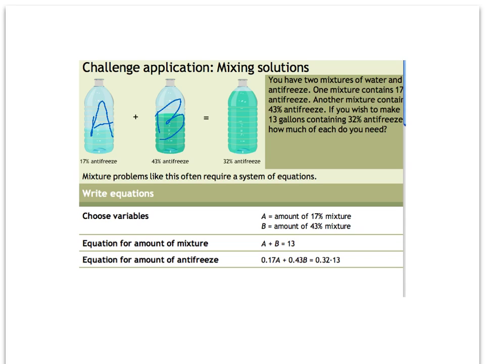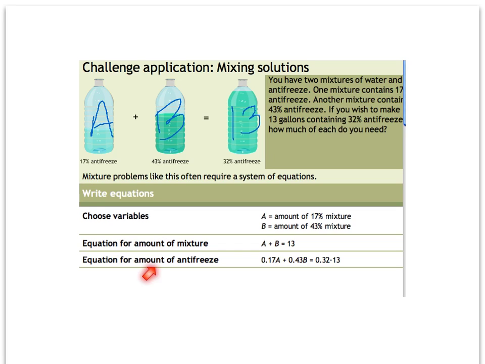Now, it would seem like this might be C, except that they've told us we want 13 gallons, so we know that one. So we only have 2 variables. How much of A plus how much of B will make 13? All right, but we need a second equation according to the rule, and that would be an equation that's about these percents.